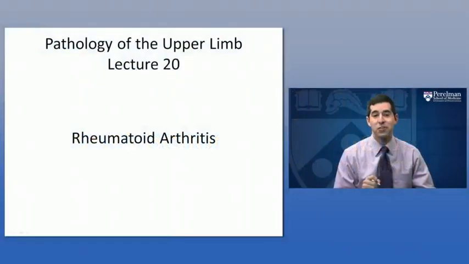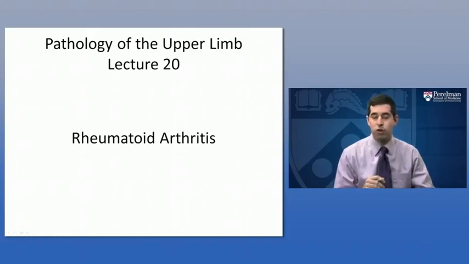Welcome back. We're here for lecture 20 where we're going to be talking about rheumatoid arthritis. First of all, just to put rheumatoid arthritis, or RA, in perspective, it is an inflammatory and systemic disease affecting the whole body, but we're going to be looking primarily at its effects in the upper limb. We'll have some tangents to talking about some other findings, but again, our primary focus will be its manifestations within the upper limb.